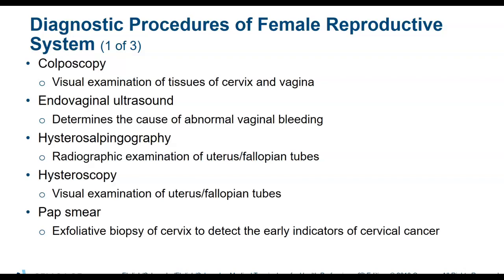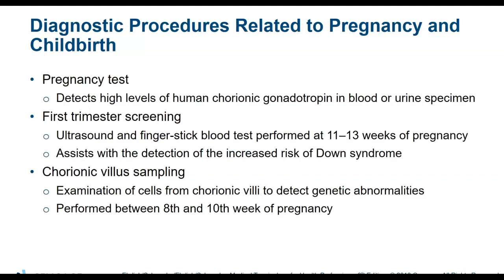Hysterosalpingography is an X-ray type exam that's going to be looking at the uterus and the fallopian tubes. A hysteroscopy is when you go in and look at the uterus and the fallopian tubes. And a pap smear is what we do every year. They get a biopsy of the cervix, of the cells, to determine if there's any type of cervical cancer. Pregnancy tests, again, HCG is the hormone that we're looking for.